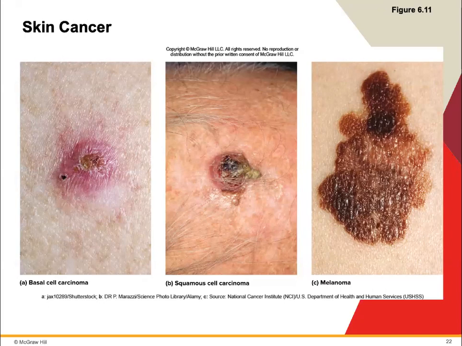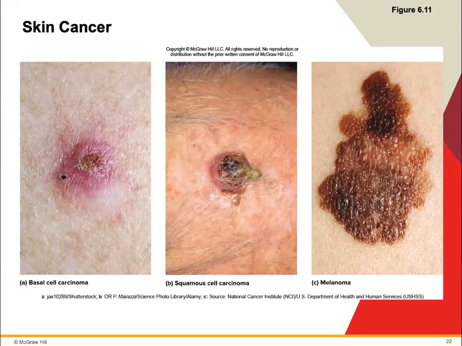beaded edges to it. The second image here is of squamous cell carcinoma, and this one comes from the stratum spinosum layer, where it's arising from your keratinocytes. You typically find these lesions on the scalp, your ears, potentially the lower lip and the back of the hand. These are raised, reddened, and scaly in appearance, and they start to form a concave ulcer the longer they're present.